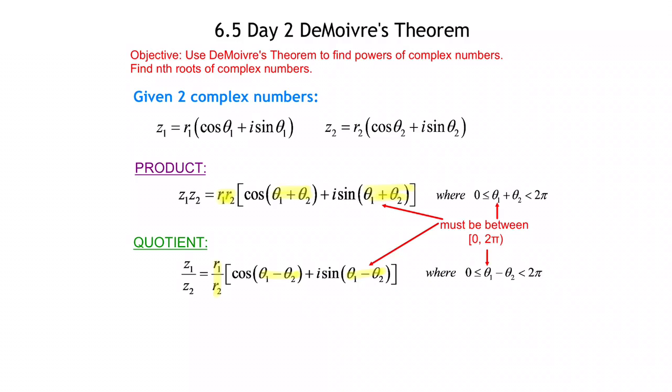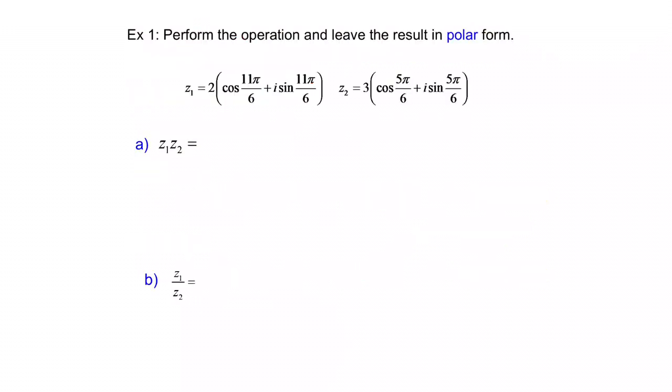Now, your angles must be between 0 and 2 pi, including 0, not 2 pi. So here's the interval notation. So just like we've done before, we want to make sure that the angles, when we add or subtract them, are between 0 and 2 pi. And if they're not, then we'll add 2 pi or we will subtract 2 pi depending on where we land. All right? So this is not DeMoivre's theorem just yet. This is just the product and quotient of complex numbers that are in polar form.